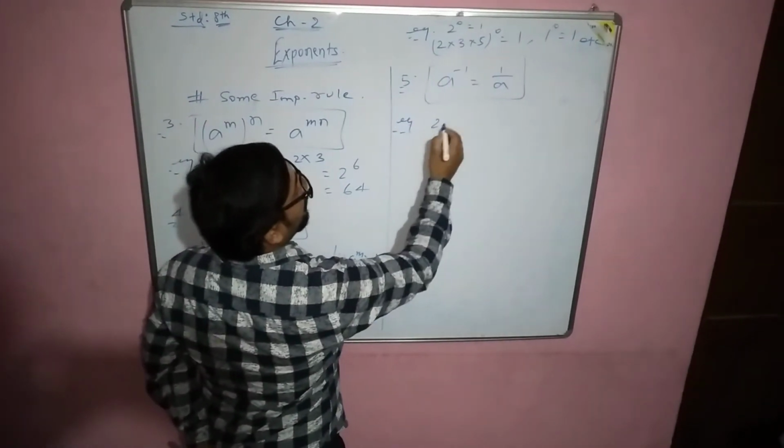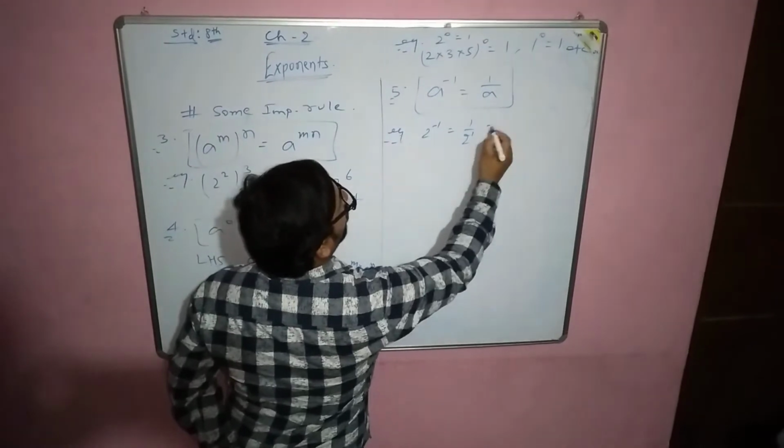See the example: 2 to the power minus 1 equals 1 by 2 to the power 1, equals 1 by 2.